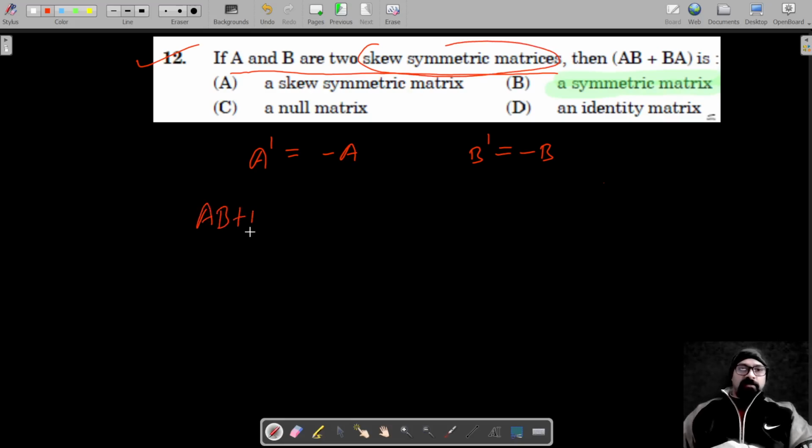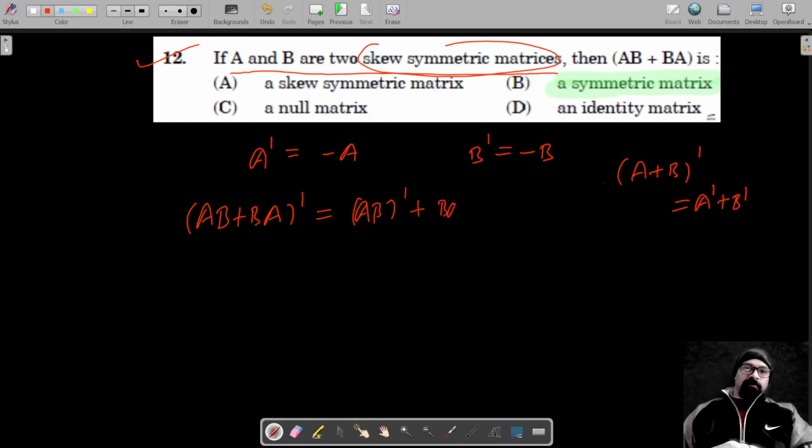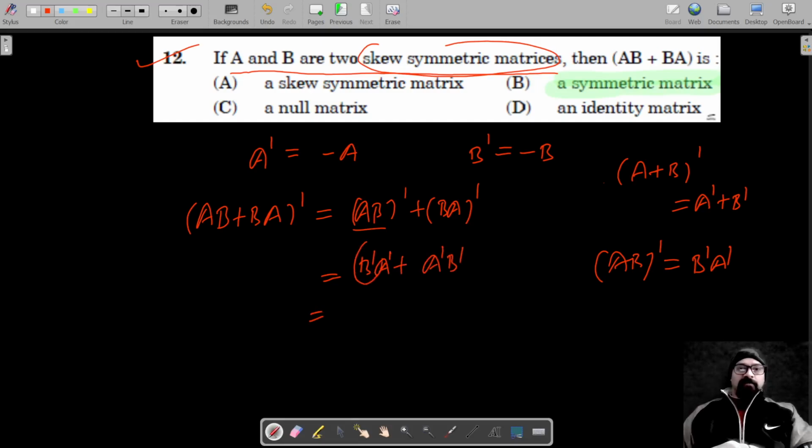Now let's try to find the transpose of AB plus BA, the whole transpose, and we are going to use the property that A plus B, the whole transpose, we know is equal to A transpose plus B transpose. So this should be equal to AB transpose plus BA transpose. Now, there is one more property that says that AB, the whole transpose, is equal to B transpose A transpose. So this becomes B transpose A transpose, and this becomes A transpose B transpose. A transpose is negative A.